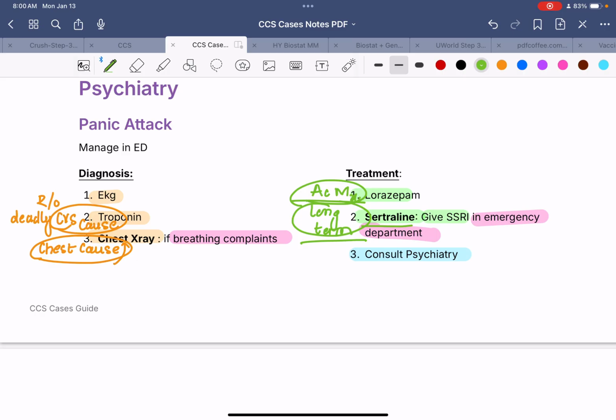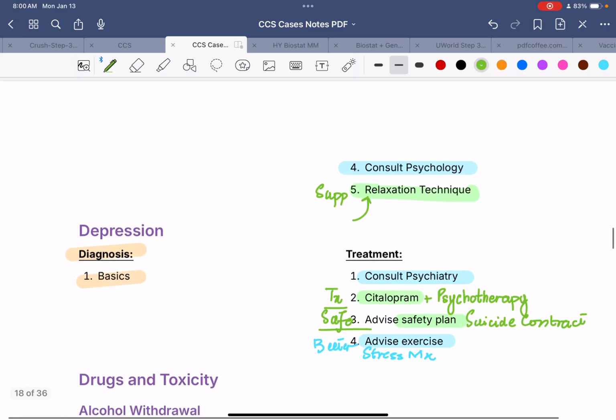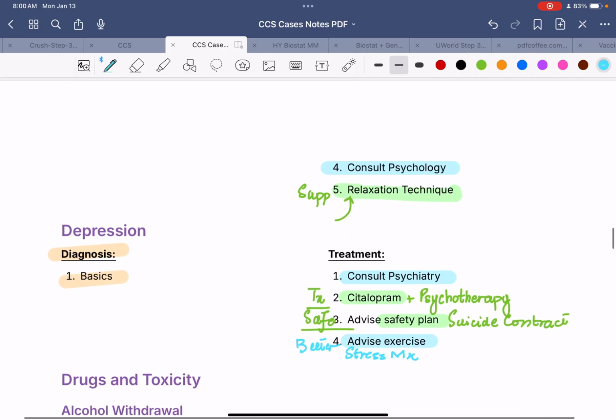And of course, it's a psychiatric case, so consult psychiatry and also consult psychology just to establish that it is not an isolated panic attack but a repeated panic disorder. And for the supportive, teach the patient relaxation technique so that this panic attack can be avoided in the future.